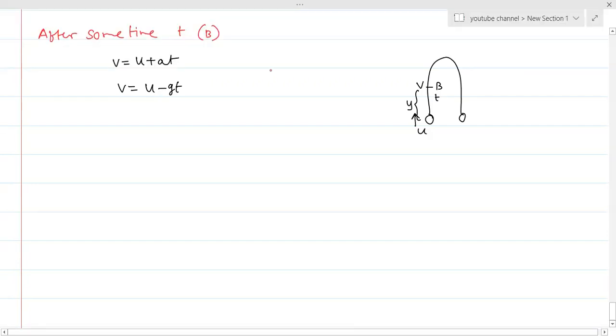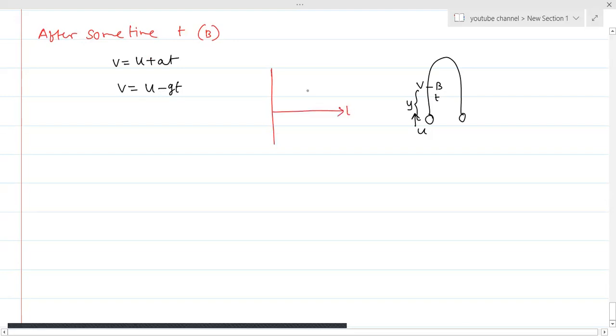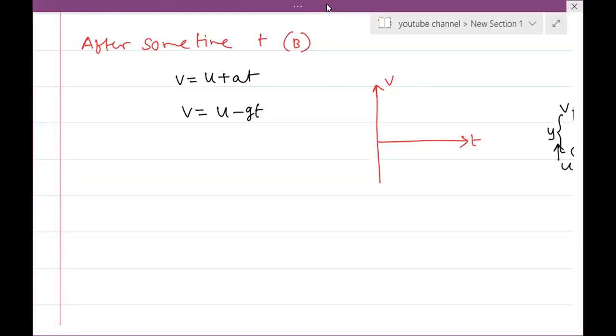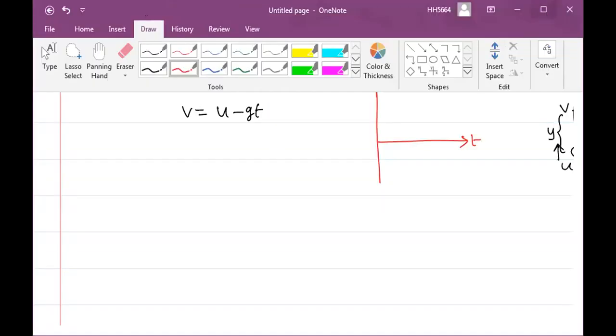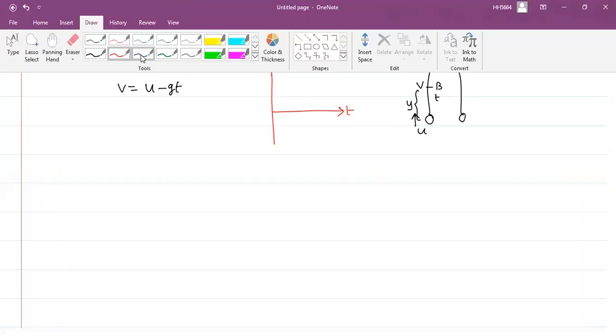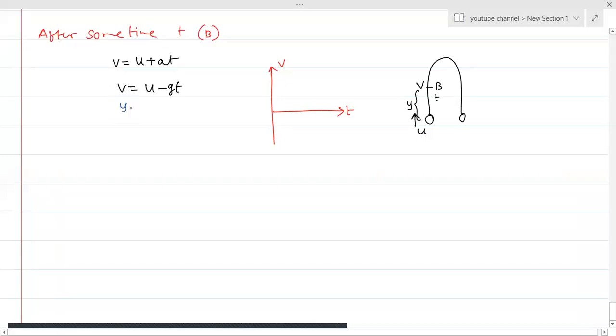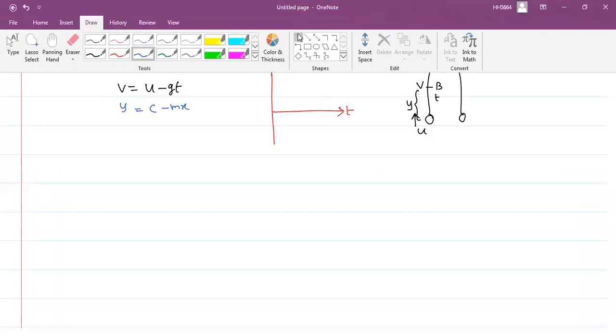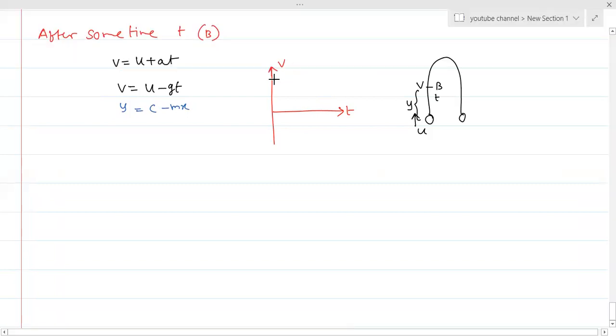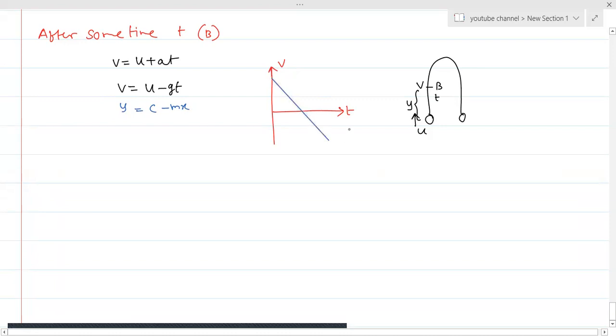Suppose you are interested in plotting a graph here, we need to understand this is the t and this will be the v. So I'm just writing y equivalent to minus mx plus c. So the slope is negative and the y-intercept is positive. Therefore, this will be the graph.